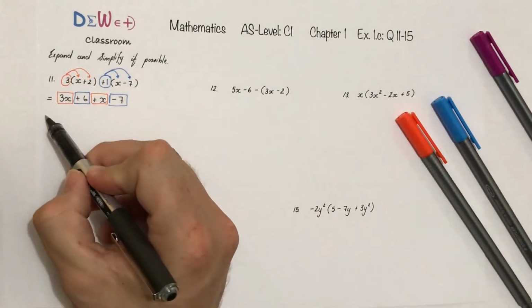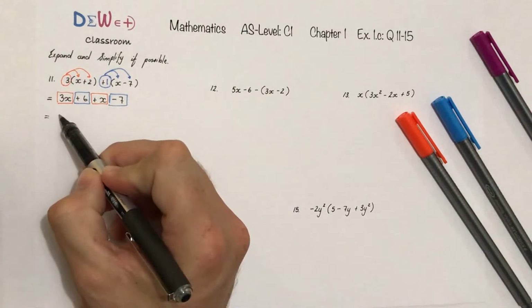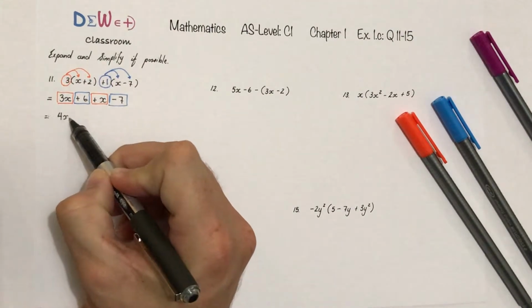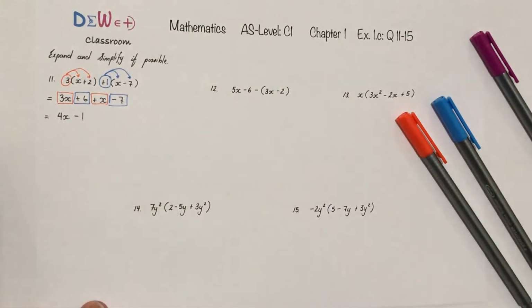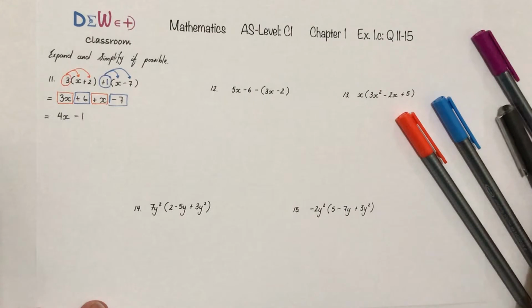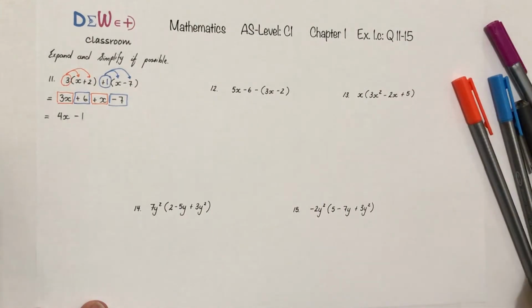So what we will do is we will say 3x plus x will give you 4x, plus 6 minus 7 gives you minus 1. And that is your answer for question number 11. We move over to question number 12.